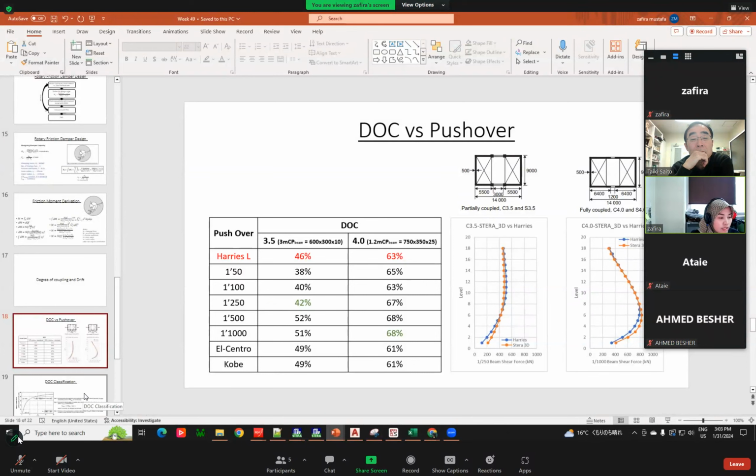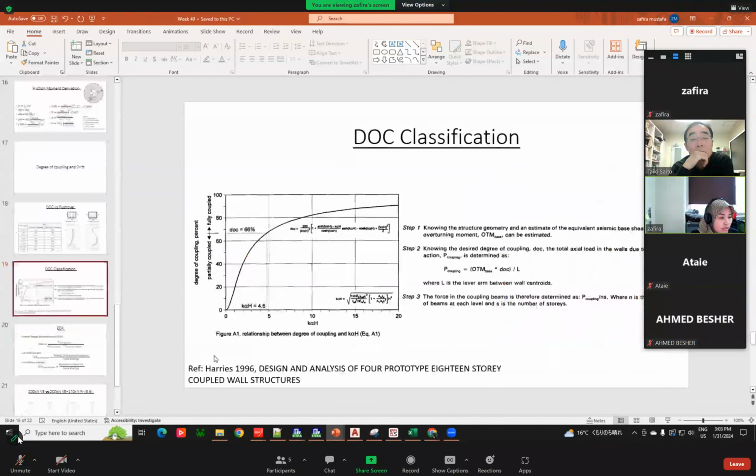And here in the Harris study, Sensei, they show a graph as a reference. They show that if the degree of coupling is around 66% or more, it is called fully coupled, and if it is less than 66%, it is called partially coupled.